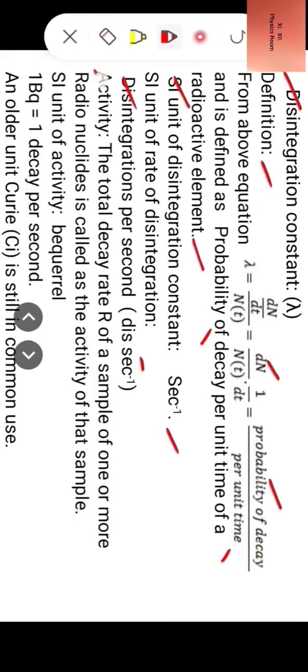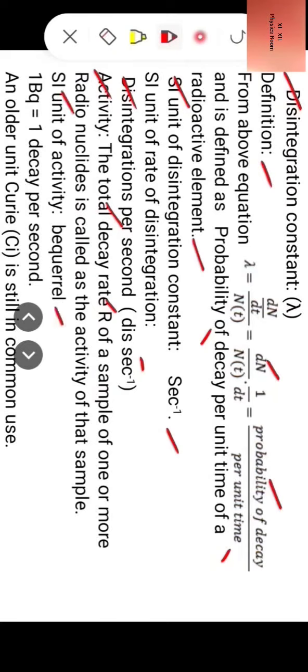Now activity. What is activity? Let us define. The total decay rate R of a sample of one or more radionuclides is called the activity of that sample. I repeat, the total decay rate R of a sample of one or more radionuclides is called the activity of that sample. SI unit of activity is becquerel.